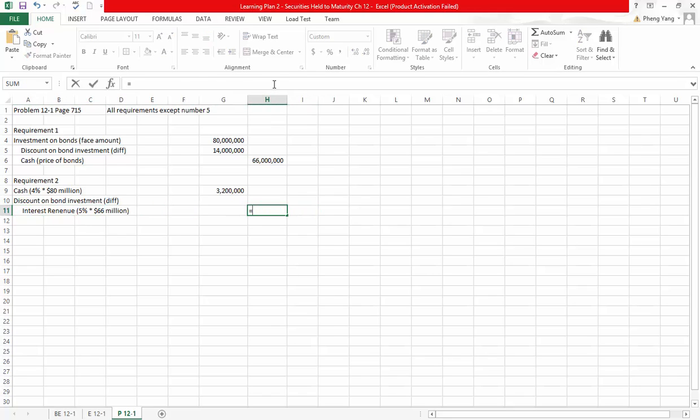So we do 66 million times 5%. We get 3.3 million. And our difference then is 100,000 for our discount on bonds. Okay, so requirement 2 was at June 30th, 2013.